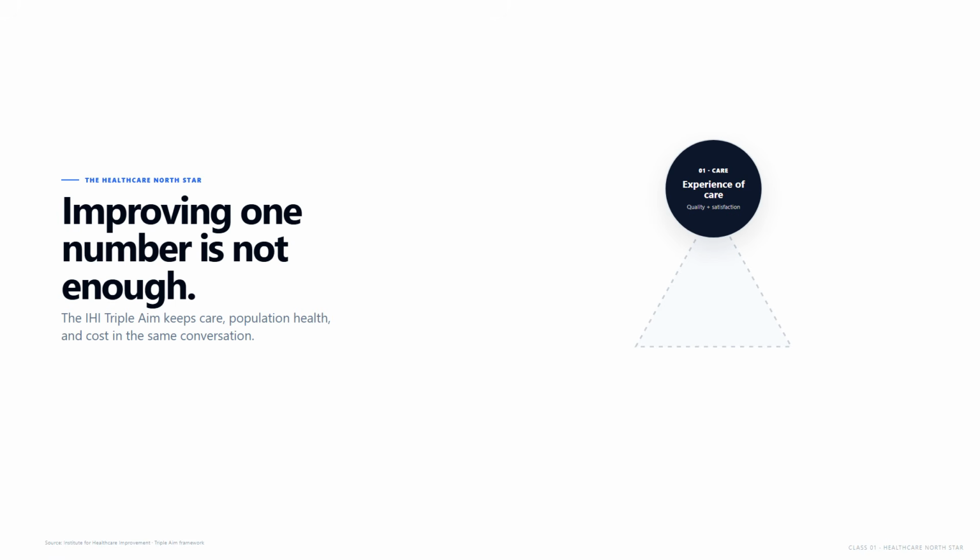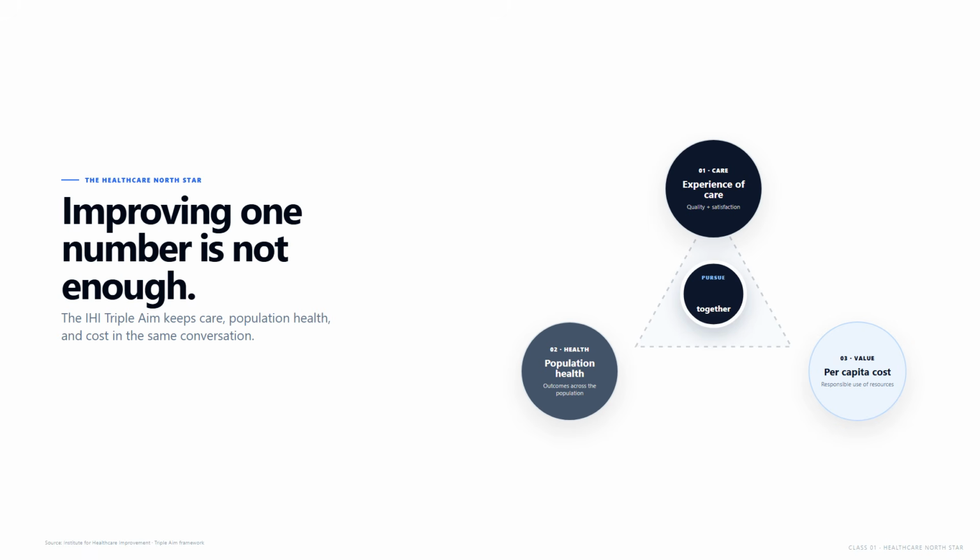We want to improve the experience of care. We want better health across the population. And we want to use resources responsibly, which the triple aim describes as reducing per capita cost. The important part is that we are pursuing all 3 at the same time. You can make a process faster and make care less safe. You can lower cost and make access worse.